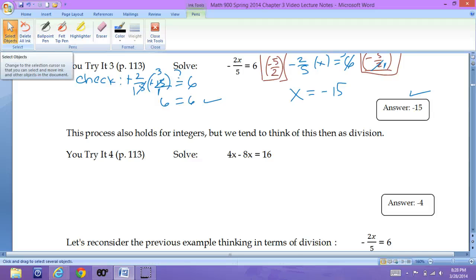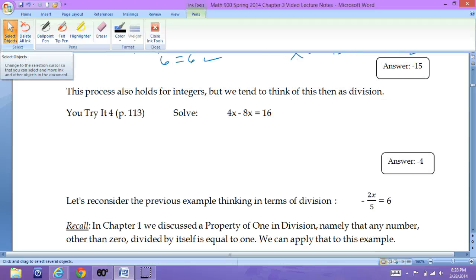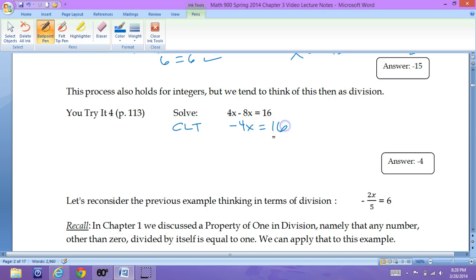So now we're going to look at a slightly more complicated problem, but at least it deals with integers. Well, first thing we have to do is combine like terms. And notice previously I didn't list the properties. Maybe we'll do that now. So we tend to think of this then as division, which is what I explained with our 3x equals 6 example at the top of the page. 4x minus 8x, we're going to combine like terms, and we're going to get negative 4x equals 16.